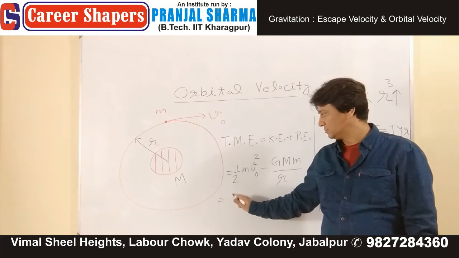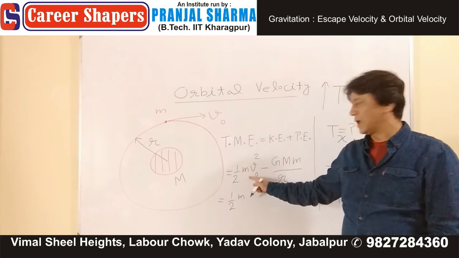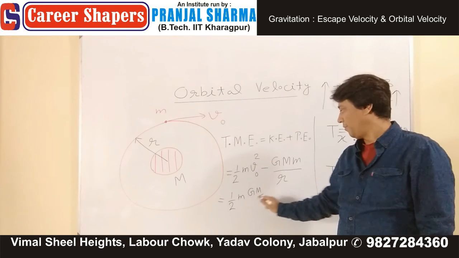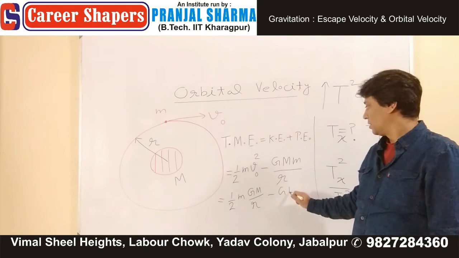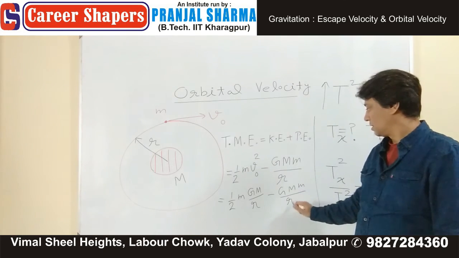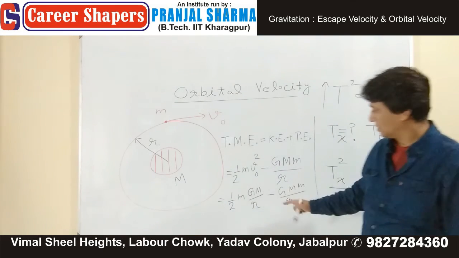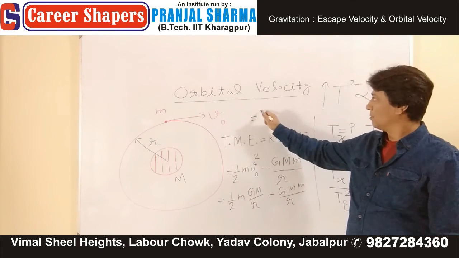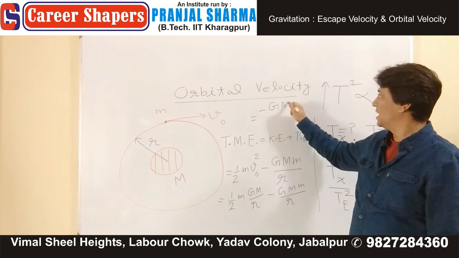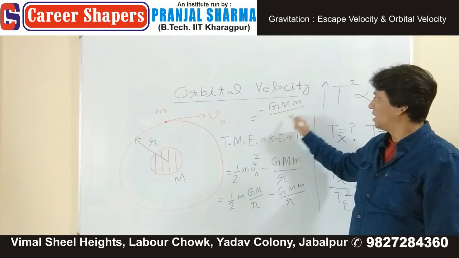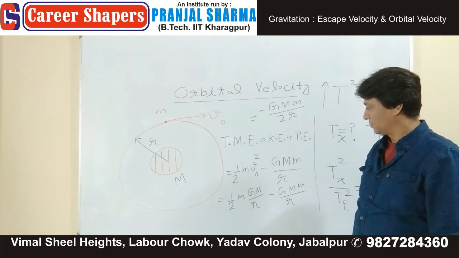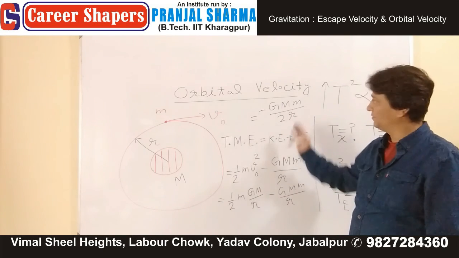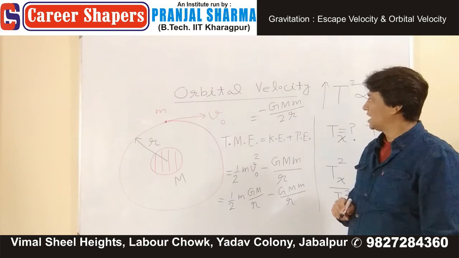This gives you what? What is the value of VO? Root GM by r square, GM by r. This is coming minus of GMm divided by 2r. Take minus GMm by r common and you get 1 minus 1 by 2, which is half, and your answer is minus of GMm by 2r.